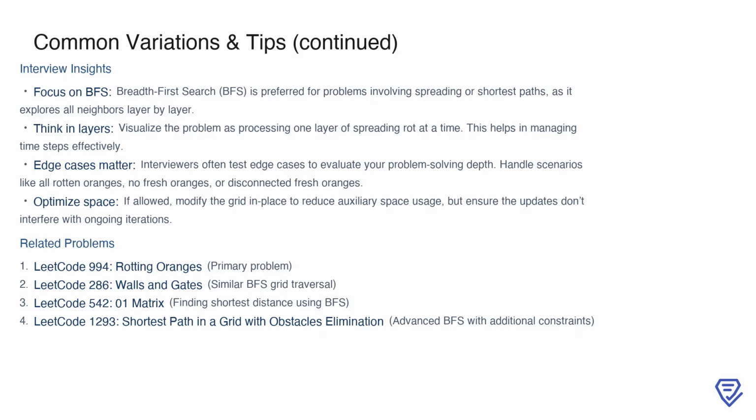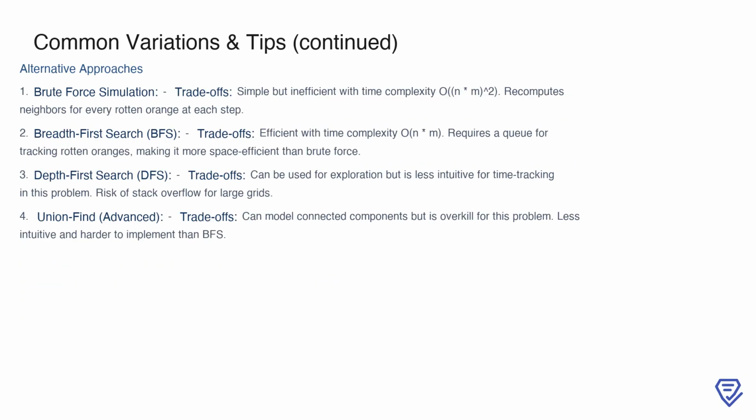If you're preparing for this problem, you can also explore related problems. For example, LeetCode 286, Walls and Gates, and LeetCode 542, 01 Matrix, both use BFS for grid traversal. For a more advanced challenge, check out LeetCode 1293, Shortest Path in a Grid with Obstacles Elimination, which adds additional constraints to BFS-based solutions. There are also alternative approaches to solving this problem, each with its own trade-offs.